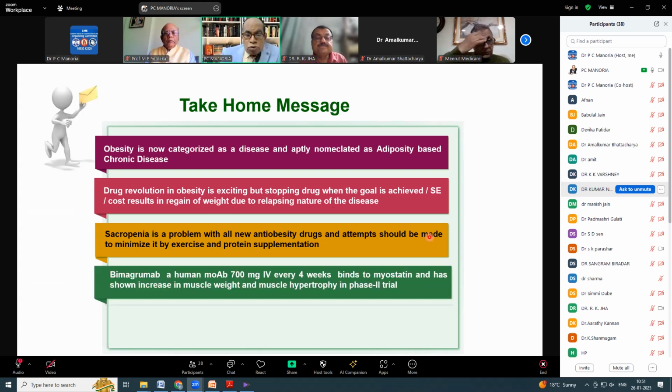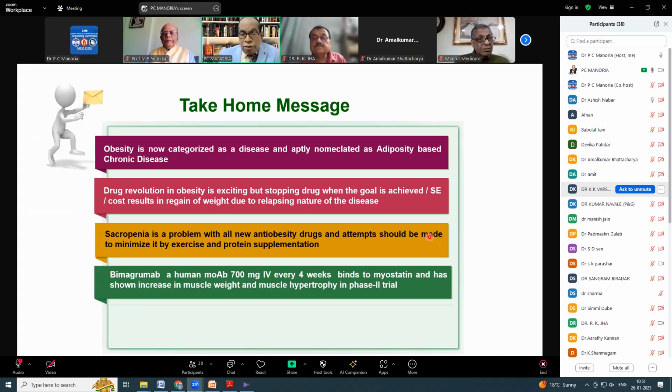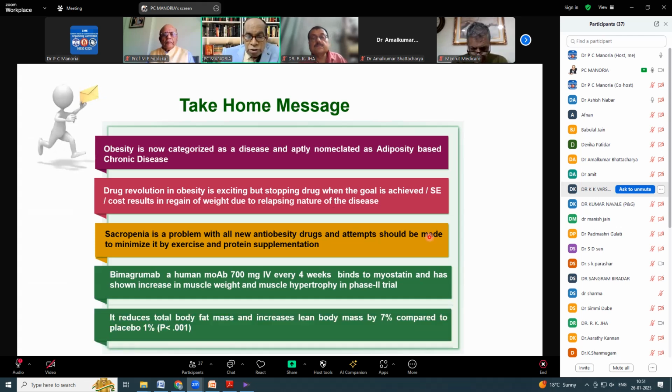Bimagrumab, a human monoclonal antibody, 700 milligram IV every 4 weeks, binds to myostatin and has shown increase in muscle strength and muscle hypertrophy in a phase 2 trial. It reduced not only total body fat mass, but also increased the lean mass by 7% compared to the placebo, which was significant. Thank you very much for your time.